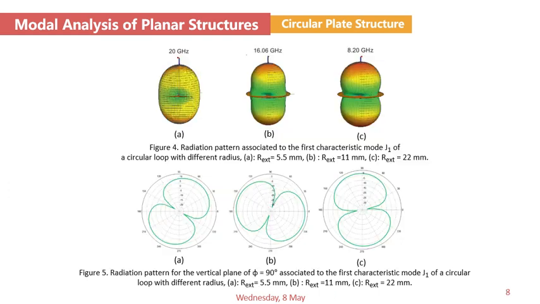The 3D radiation pattern associated with the first mode J1 for the circular plates of different radii varies with the electrical length of each structure, showing the variation degree of each mode J1. The 2D degenerate radiation patterns in the vertical plane generated by the first mode of the circular plates are identical, with different phase rotation.